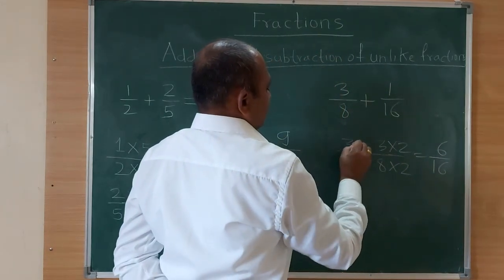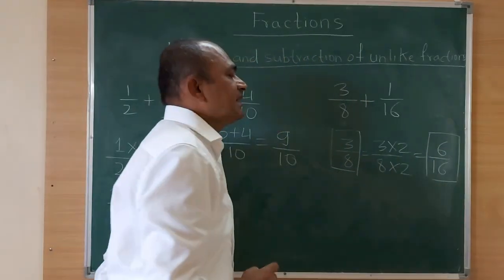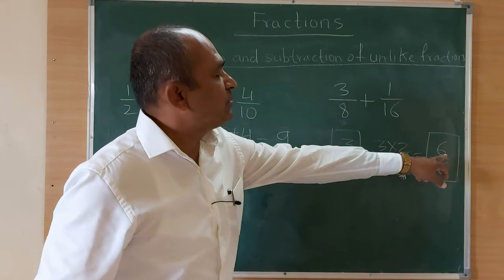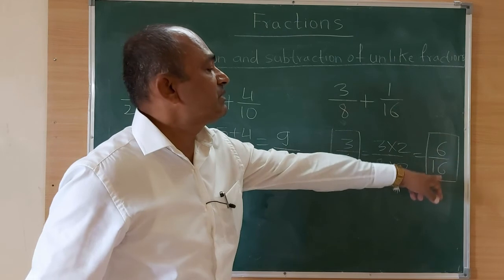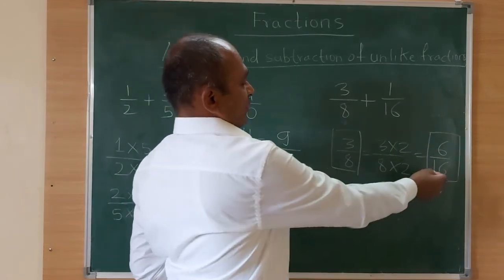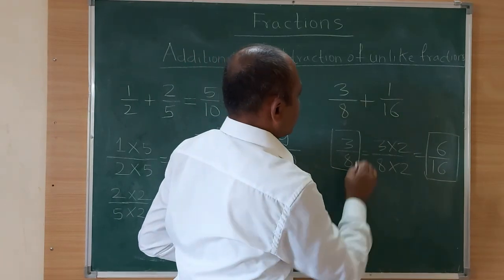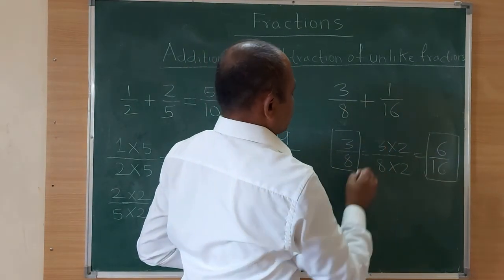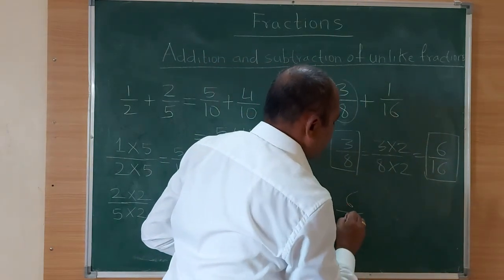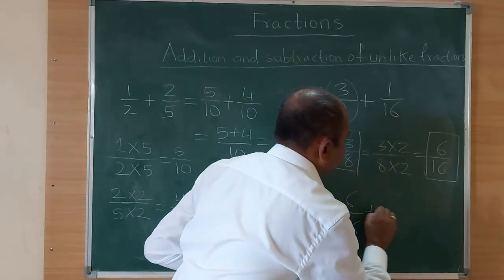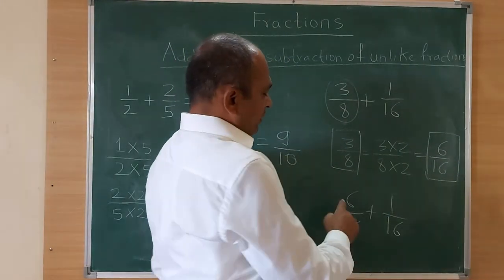So this value 3 upon 8 and this value are the same. 3 upon 8 is equal to 6 upon 16. So I got the denominator as 16. So I will write here now. Both the denominators are 16 now. So instead of 3 upon 8, I will write 6 upon 16 plus 1 upon 16. This is already 16.